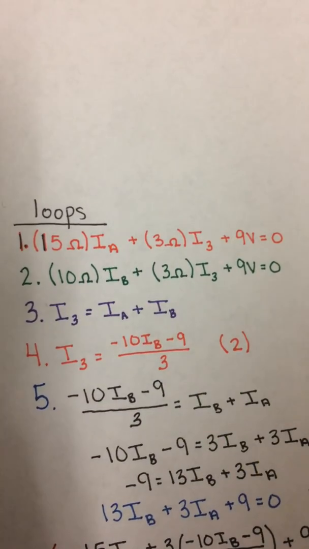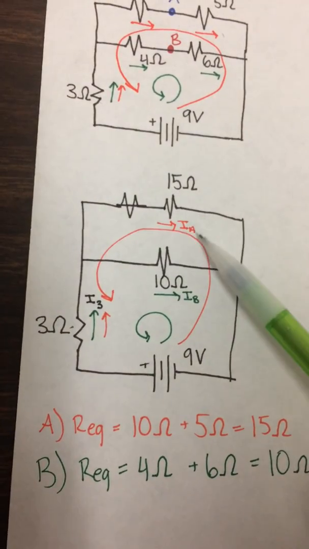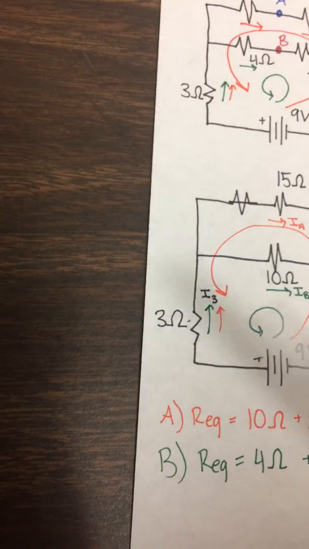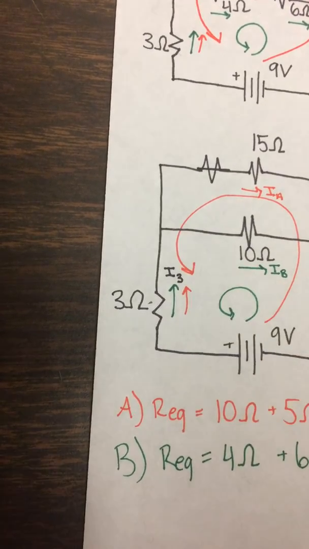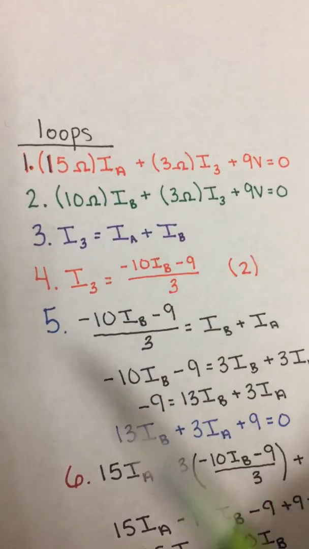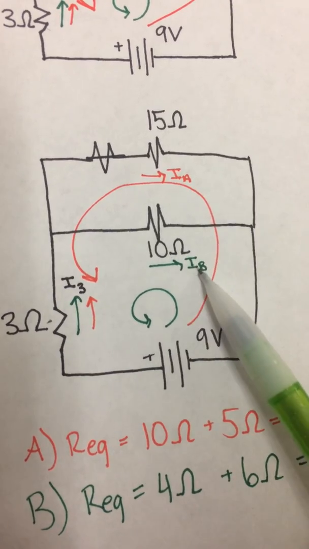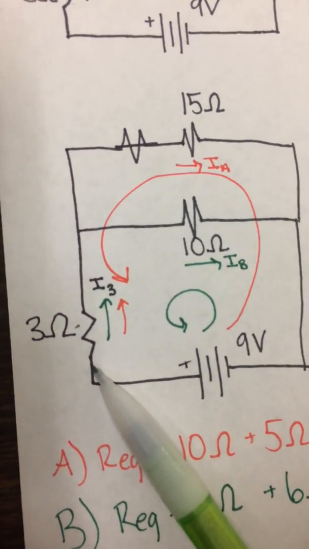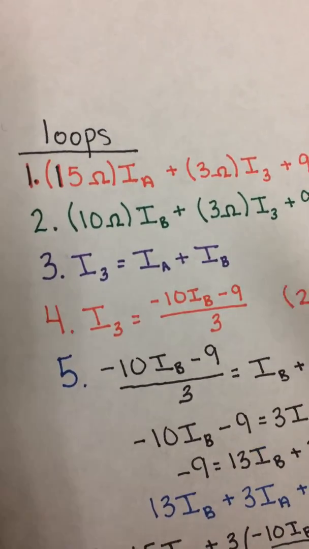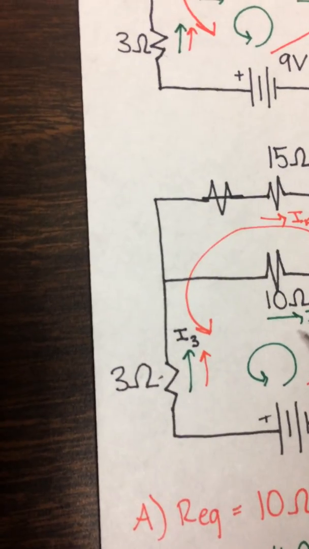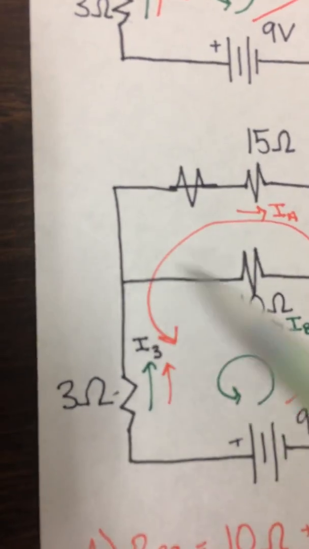So the first equation is for our outer loop, where you had the 15 ohms times your A current plus the 3 ohms times your third current, and can't forget the 9 volts that we started with. And then our second equation here came from our internal loop, where you have the 9 volts plus your 10 ohms times your B current and your 3 ohms times your third current. And then just the way we drew our arrows, we got that the third current is going to be equal to currents A and B added together, because this would be where it would branch off into these two currents.